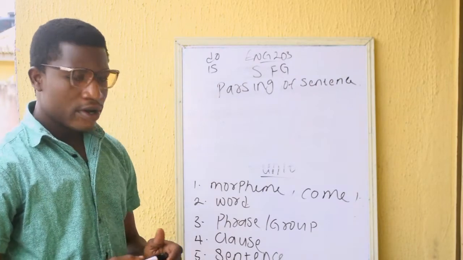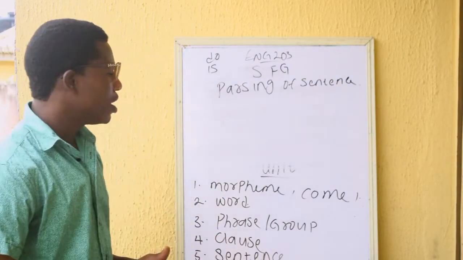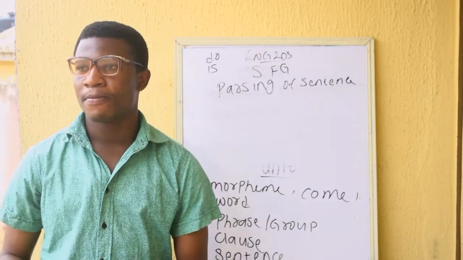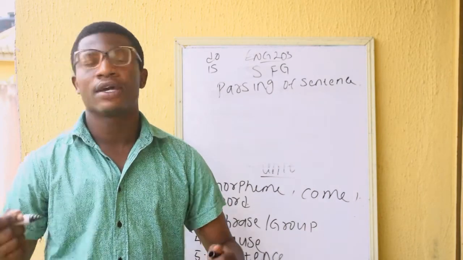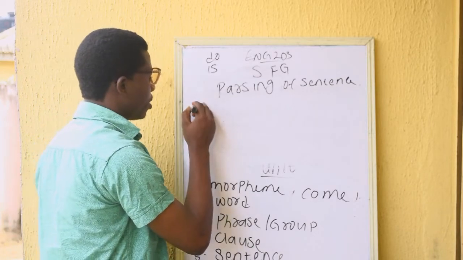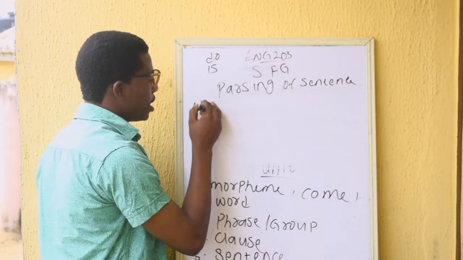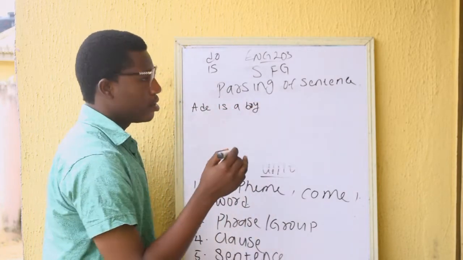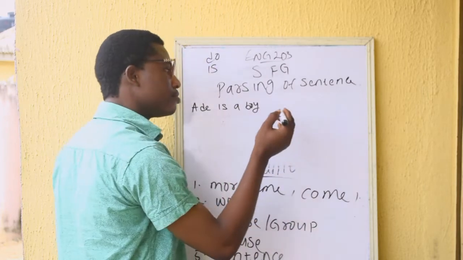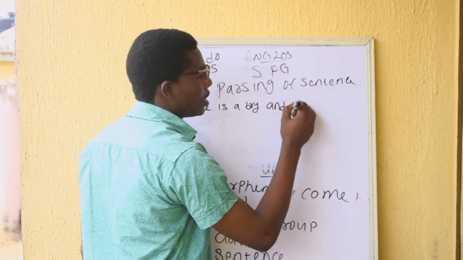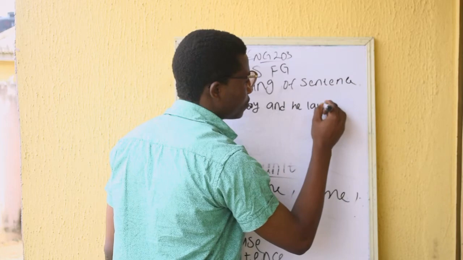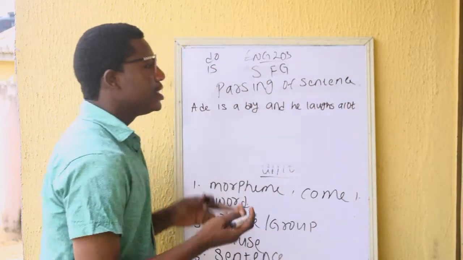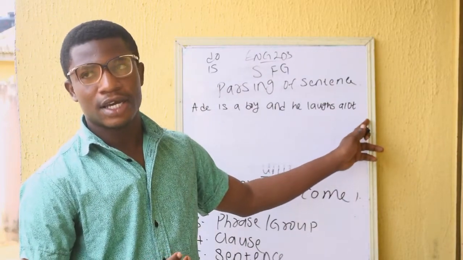Okay, when we have a sentence such as, okay, "Ade is a boy and he laughs a lot." This is a sentence. Are you getting it?